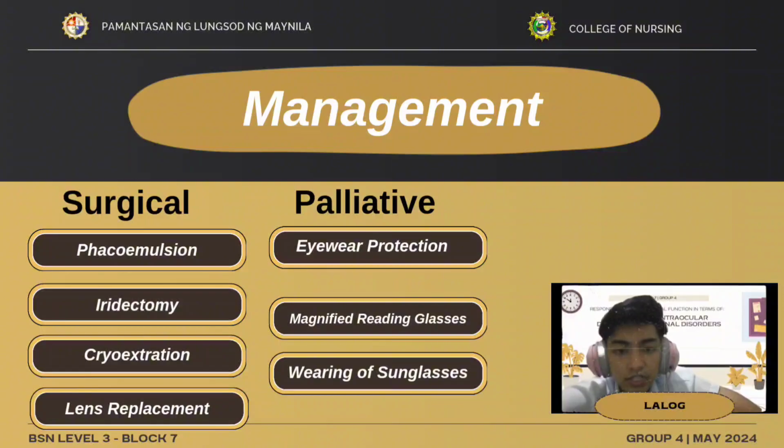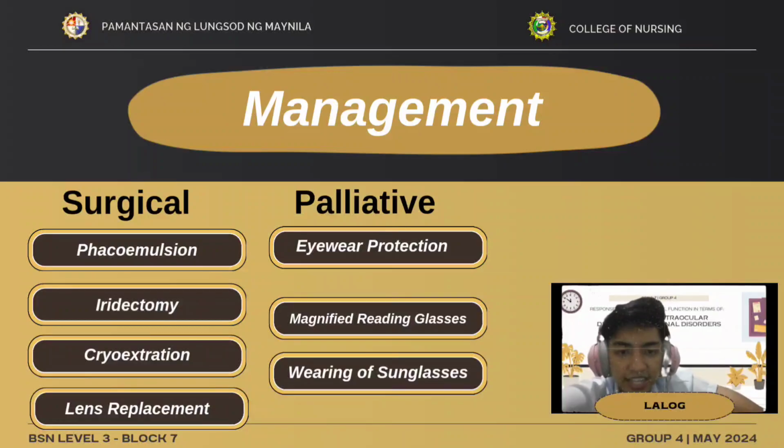Next is iridectomy, known as laser surgery, draining of aqueous humor and reducing intraocular pressure. We have cryo-extraction, kung saan yung catarata is lifted from the eye using a small probe that has been cooled in temperature and adheres to the wet surface of the lens. Next, we have the lens replacement, which has three types.